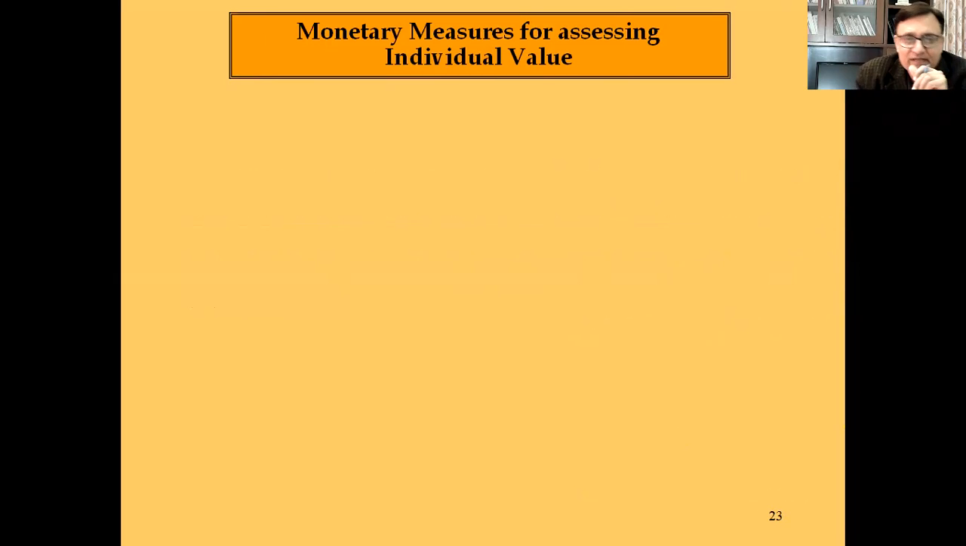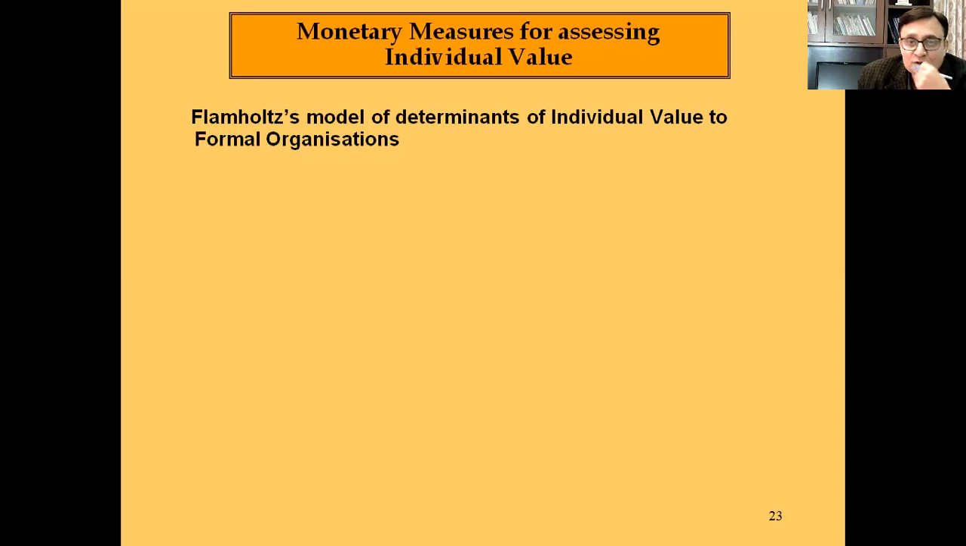First we will be talking about monetary measures for assessing the individual value. A person who is working in your organization, how much is he worth? We have to calculate the future economic benefits that are going to arise from the services of that person, find out the present value, and this will be the value of the individual. Flamholtz was the proponent of valuing human resources, and he was an expert. He conducted many experiments, and on the basis of that he developed certain models.